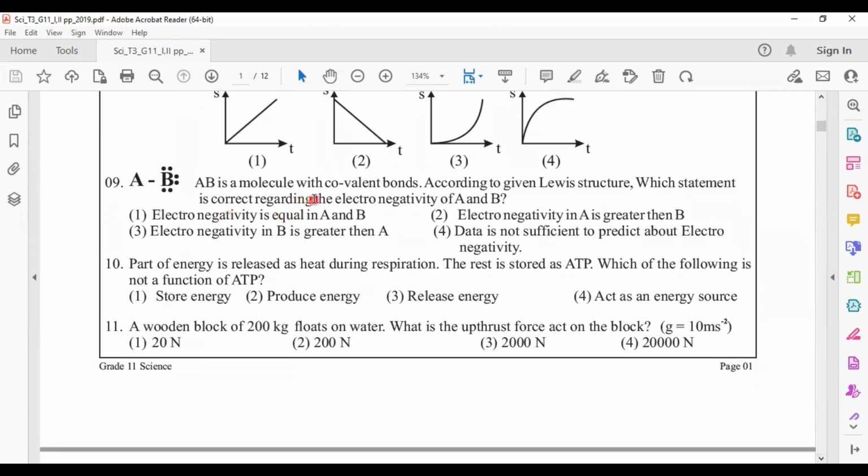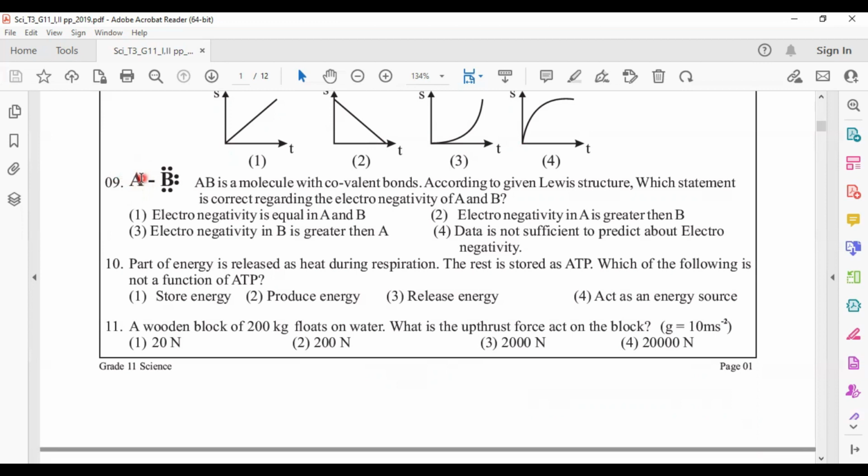AB is a molecule with covalent bonds. According to the given Lewis structure, which statement is correct regarding the electronegativity of A and B? Here you can see around A, that means in the outer energy level of A, there is only one electron. That electron has contributed to this bond. In the periodic table, we know that hydrogen has only one electron.